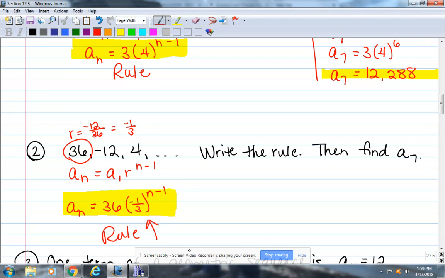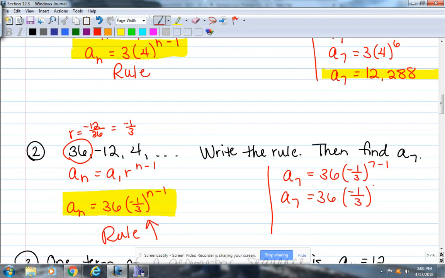Then it says, then find a sub 7, which means find the 7th term. So then you plug all of your n's in with a what? 7. Whatever that number is, that's what all your n's change to. So it's 36 times negative 1/3 to the 7 minus 1. Well, what is 7 minus 1? So a sub 7 equals 36 times negative 1/3 to the 6.